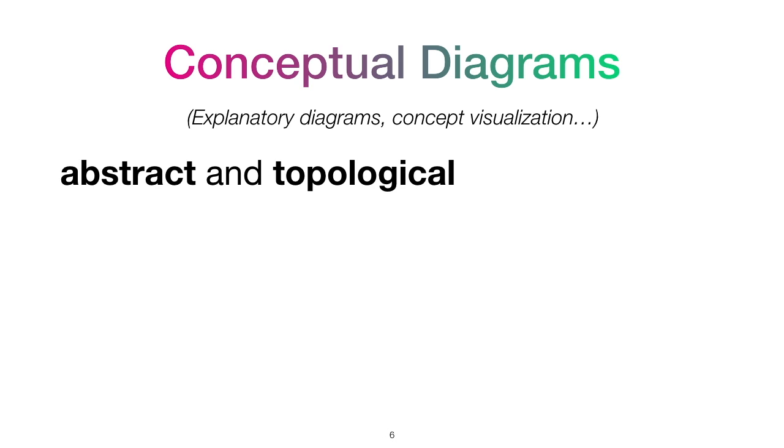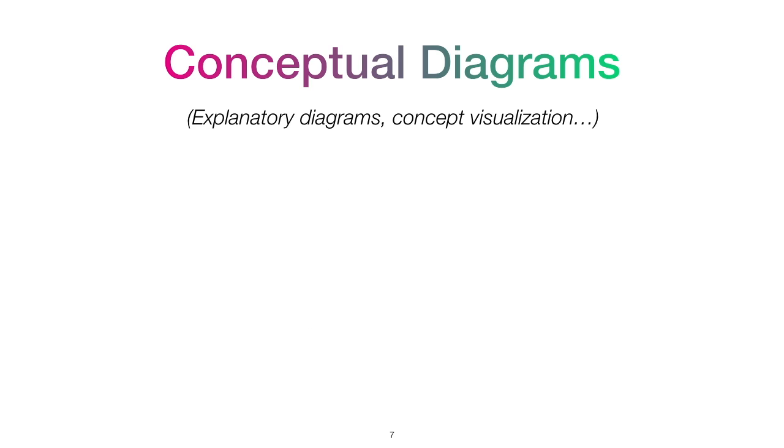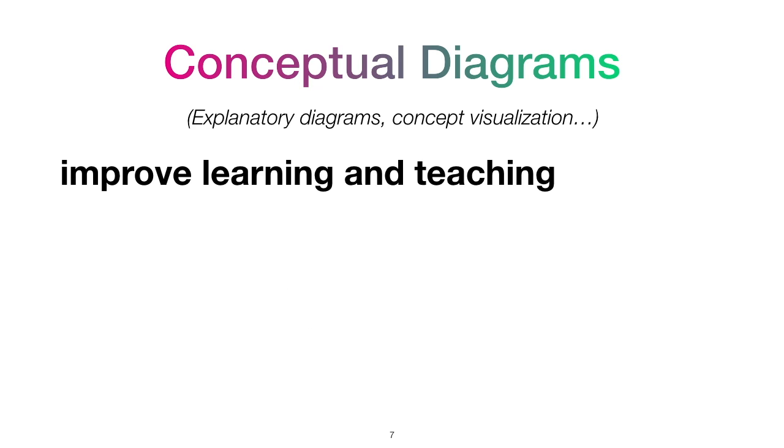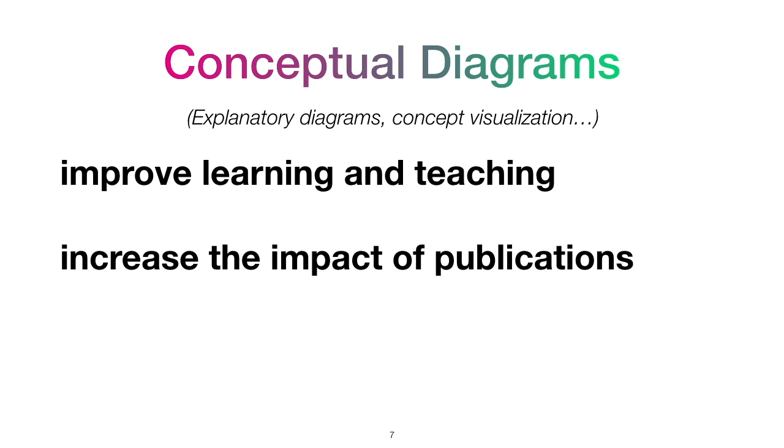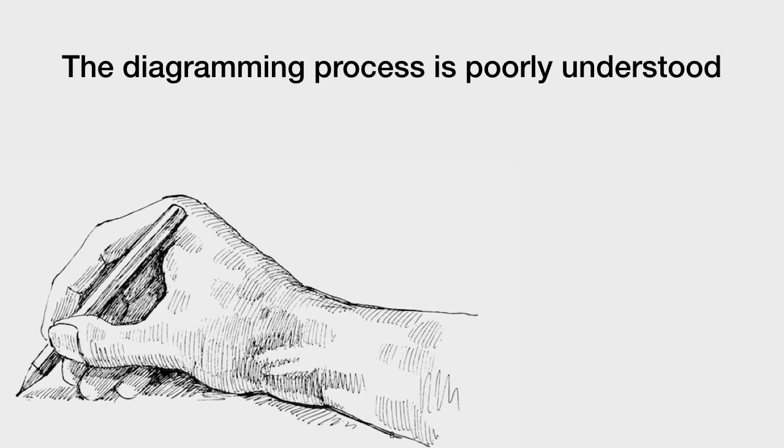Conceptual diagrams tend to be abstract and topological, in that the physical placement of shapes and labels doesn't matter as much, as long as it illustrates the same concept. Consider a graph showing how some nodes connect. The change of the node positions doesn't really change the meaning of the diagram. The relationships are topological. In addition to these nice properties, people also found that diagrams improve students' learning and make teaching easier. They're positively correlated with the impact of scientific publications, and let's be honest, nice diagrams are a pleasure to look at. However, much is unknown about how people create these pretty diagrams.